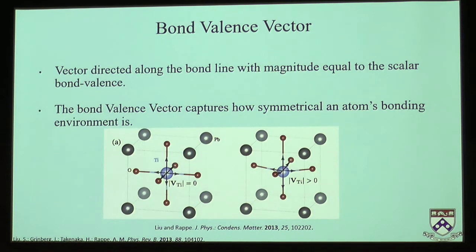Besides the bond valence term, we also have the bond valence vector term. This helps capture how symmetrical the bonds are around one specific ion. For example, in PTO, titanium tends to displace from its high symmetry position, so it has a non-zero bond valence vector here. But if it's at a high symmetry position, it will have a zero bond valence vector here.